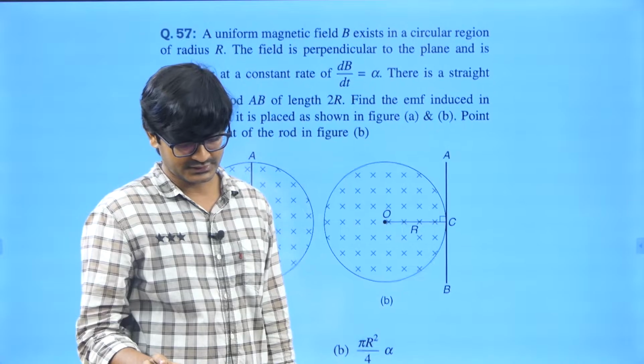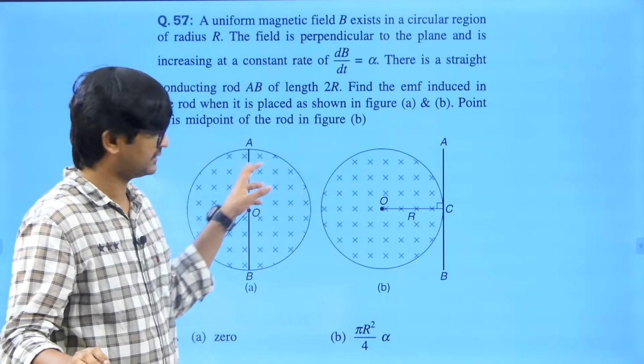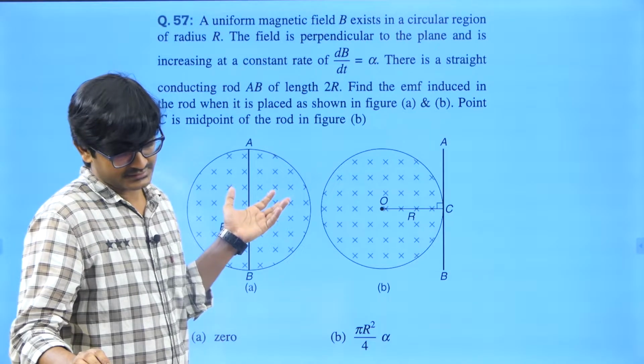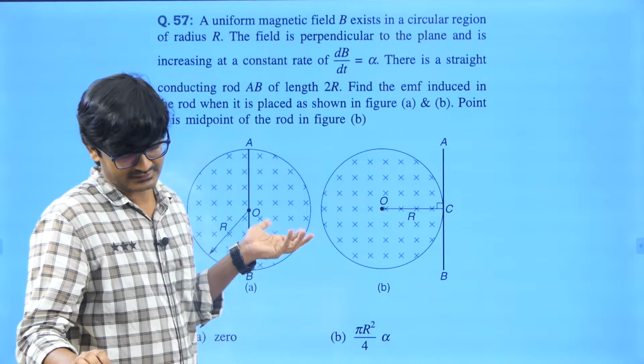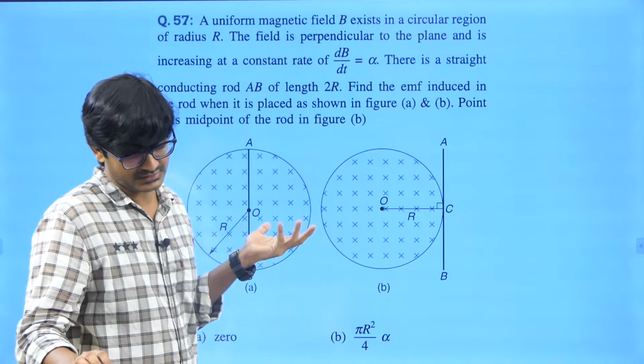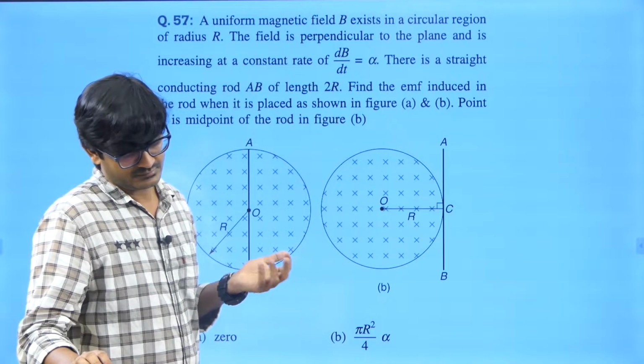Now going to the next question. A uniform magnetic field B exists in a circular region of radius r. The field is perpendicular to the plane and is increasing at a constant rate. There is a straight conducting rod AB of length 2r. Find the EMF induced in the rod when it is placed as shown in the figure. Point C is the midpoint.